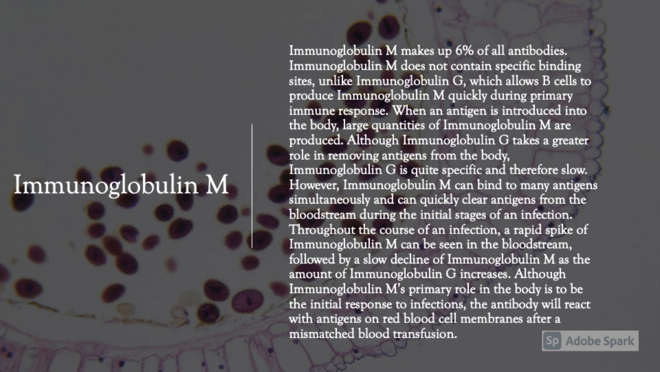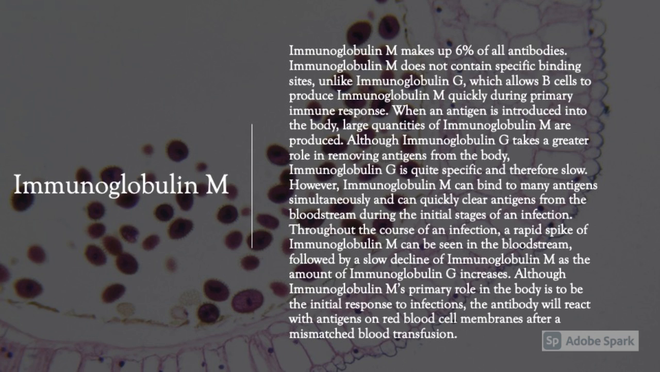IgM makes up 6% of all antibodies. IgM does not contain specific binding sites, unlike IgG, which allows B cells to produce IgM quickly during primary immune response. When an antigen is introduced into the body, large quantities of IgM are produced. Although IgG takes a greater role in removing antigens from the body, IgG is quite specific and therefore slow.